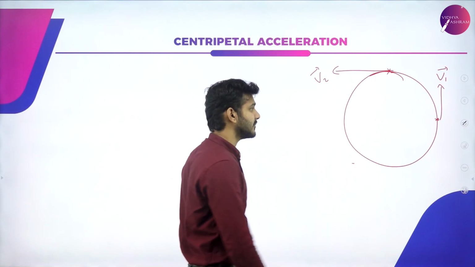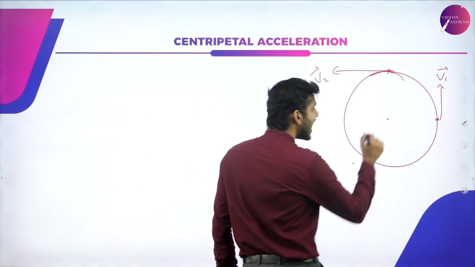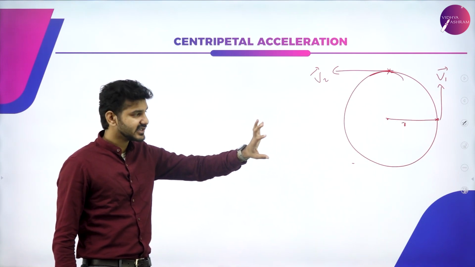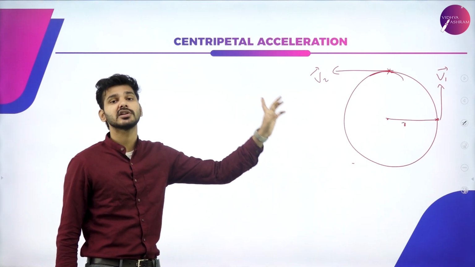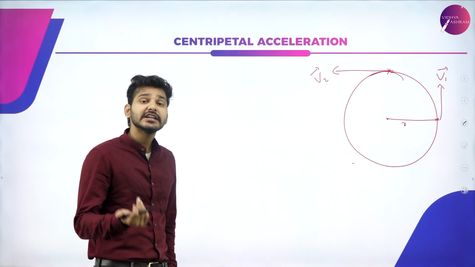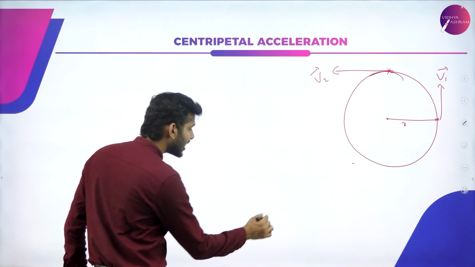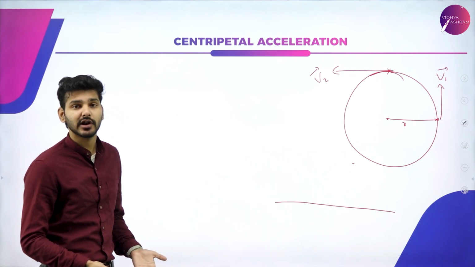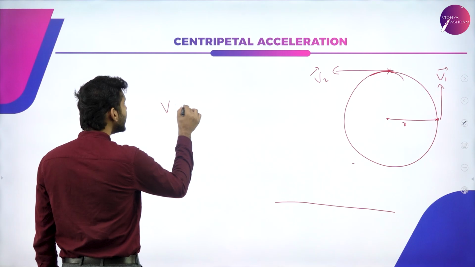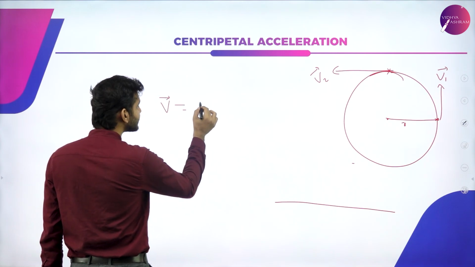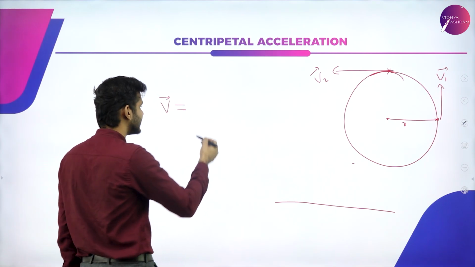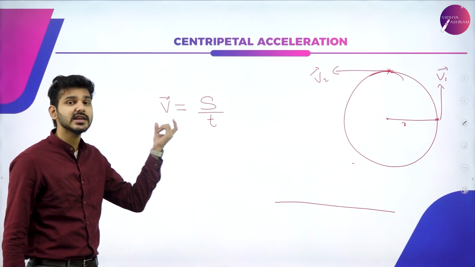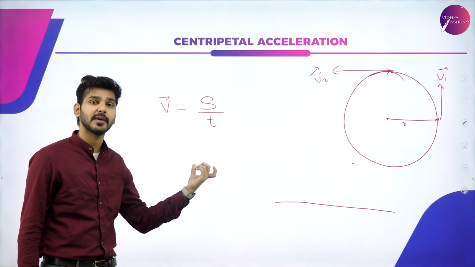So let's imagine that this particular circle has a radius of r, and this particular object, let's say this particular car, is executing a circular motion here. So in terms of linear velocity, that is, if the car was traveling in a straight line, the way we can find the linear velocity is v equal to displacement, I'm taking it as s, by t. That is, linear velocity will be equal to displacement divided by time.